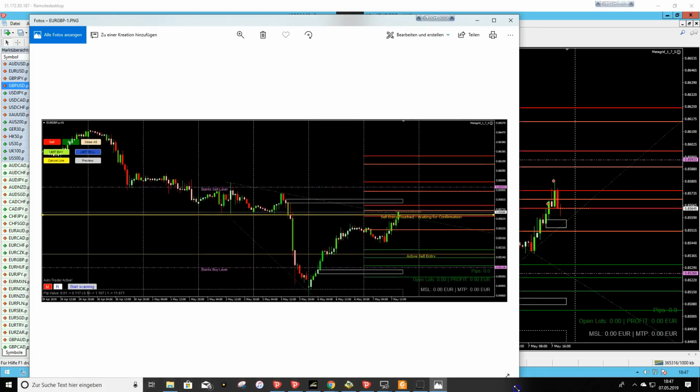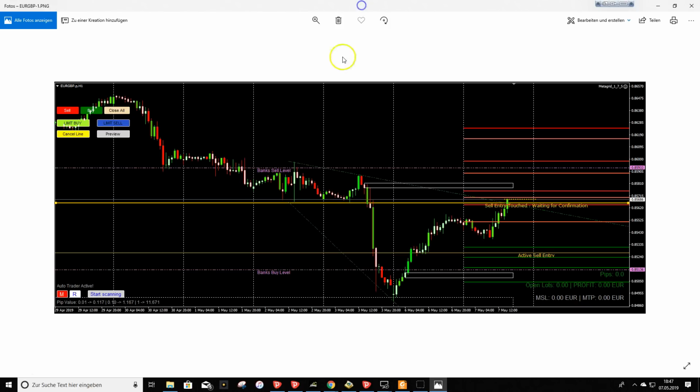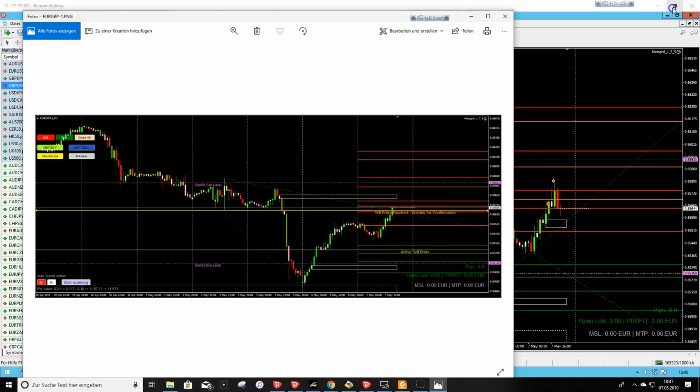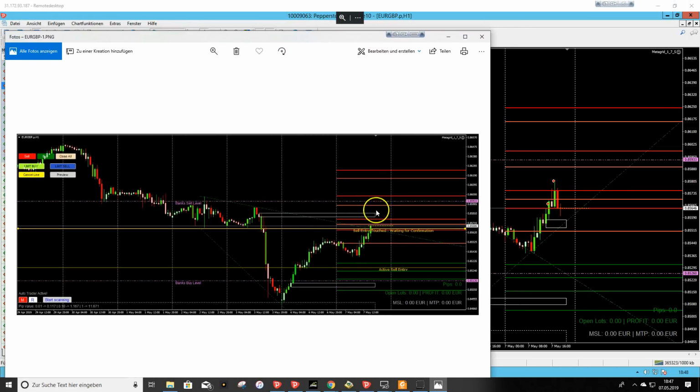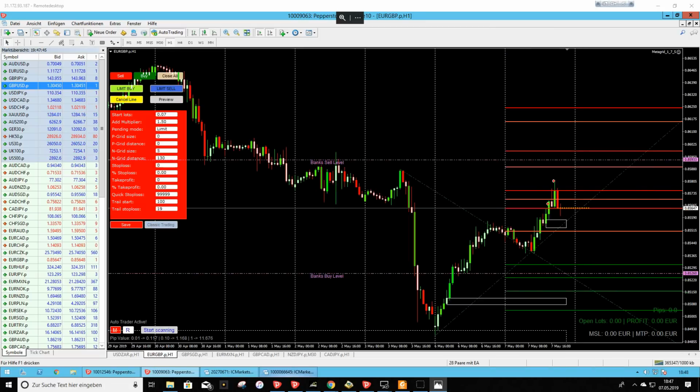So let's see. Here at this, sorry for this. We had this supply zone before. Now the price was in the supply zone already and is now not anymore a supply zone. This is the reason why on the live chart you don't see this H1 supply zone anymore, but this supply zone gets very important during my explanation. We will see it in some minutes.